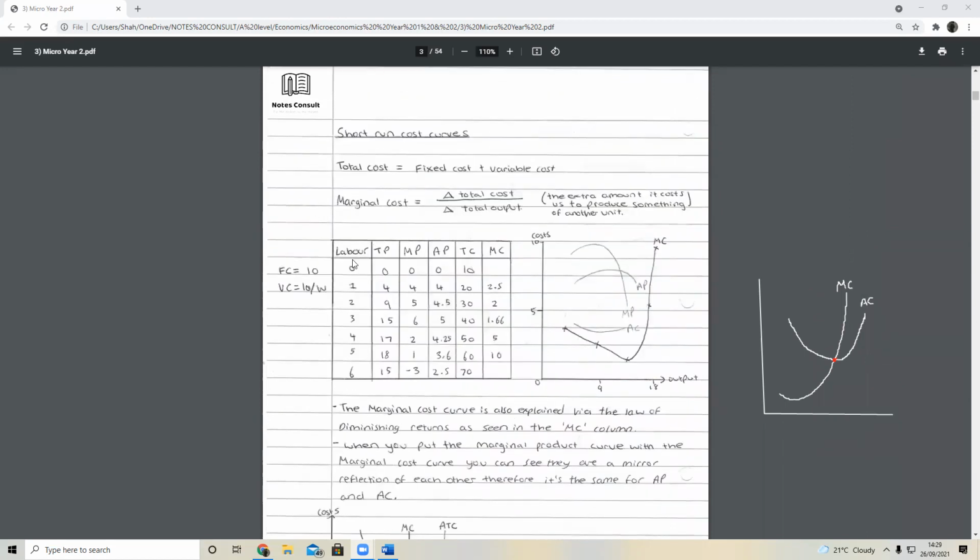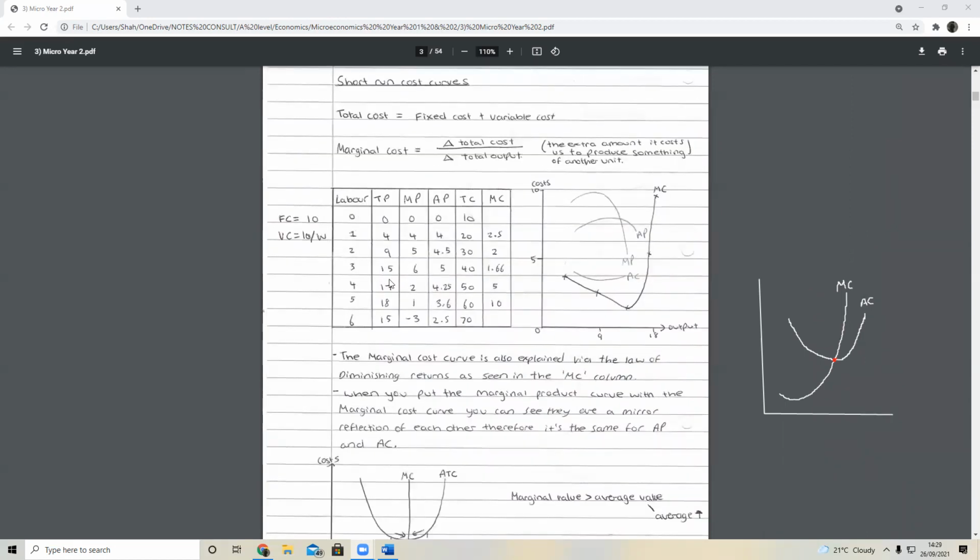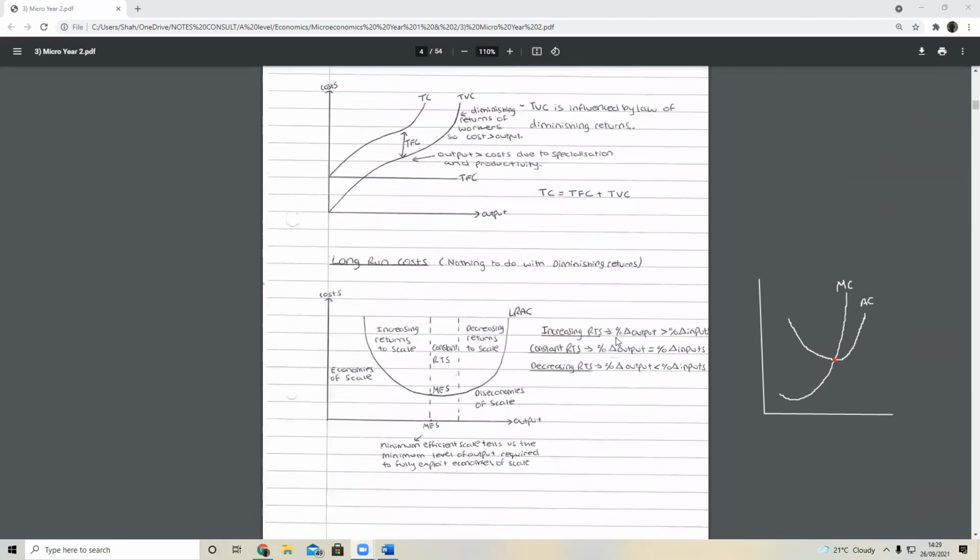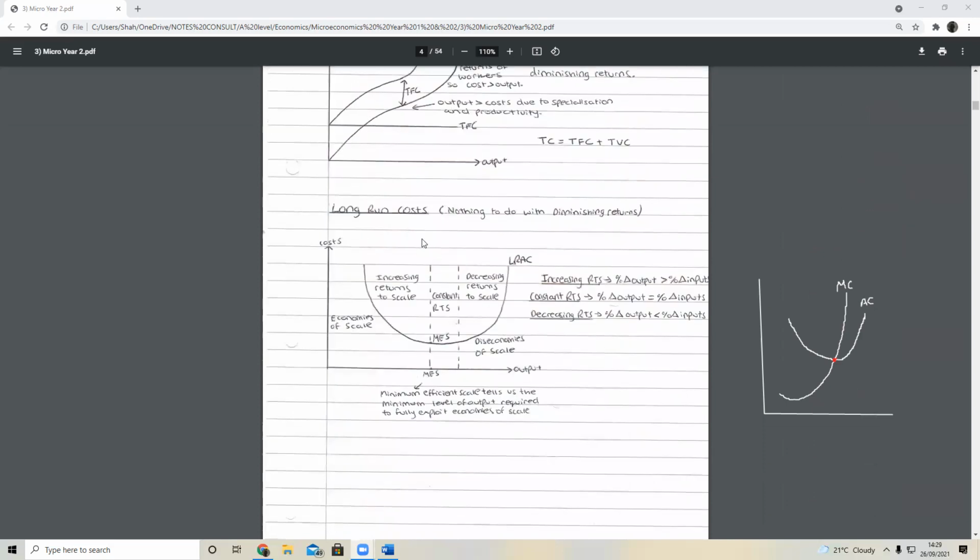Because all we're doing is just adding labor and stuff. Okay, these are variable factors. Long run cost curves, this is how it looks. It looks like a massive, elongated bucket, and we call it LRAC, long run average cost. What we need to do is analyze this.